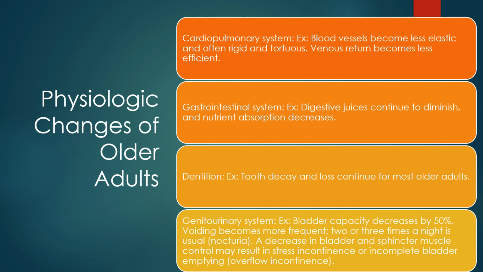There is also a decrease in bladder and sphincter muscle control that may result in stress incontinence or incomplete bladder emptying. The kidneys start to have decreased filtration rate, meaning waste and medications do not get filtered out as quickly as they should. The renal tubular function decreases, so reabsorbing and concentrating the urine is not as effective, and the kidneys are slower to restore acid-base balances and electrolyte imbalances.